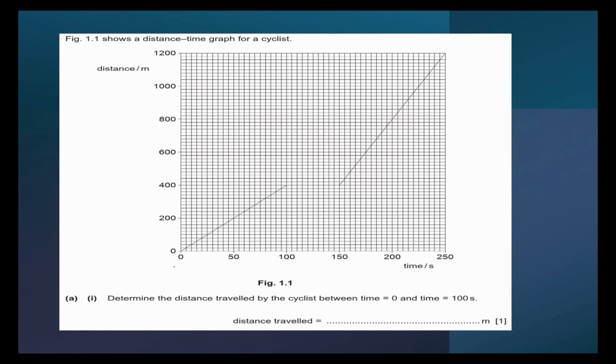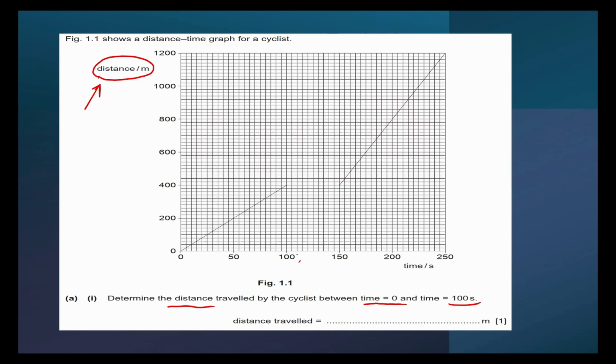This graph, we want to determine the distance traveled by the cyclist between time 0 and 100 seconds. And please pay attention here. I heard you said that we will get the area under the graph. I'm sorry, it is not correct. Why? What is on the y-axis? Exactly, it is distance. So it is very simple.